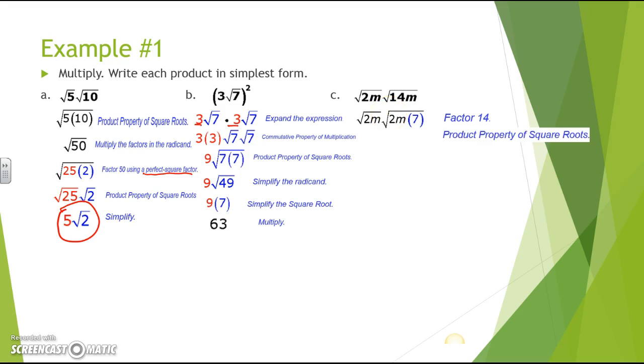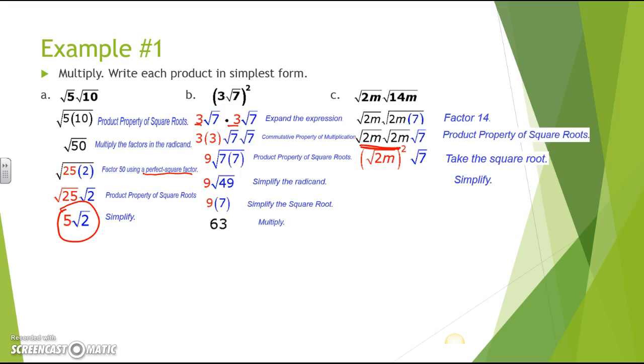We're then going to work with the product property of square roots. So we have square root of 2m times the square root of 2m times the square root of 7. Notice I have like radicals of the square root of 2m. So we're going to take the square root. So we get the square root of 2m squared times the square root of 7. And then we're going to simplify this down.